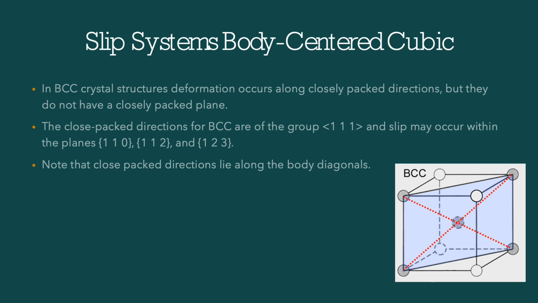The first is a body-centered cubic slip system, which occurs in BCC crystal structures. In BCC structures, deformations occur along close packed directions, but they do not have a close packed plane. It's important to note that these close packed directions lie along the body diagonals and are of the 1-1-1 group. Likewise, the slip planes for this structure are 1-1-0, 1-1-2, and 1-2-3.